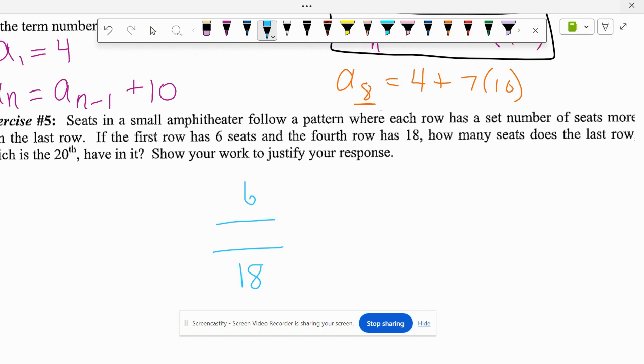Well, think about what we're doing. We take our initial term, this is the first term, and we add some value, I'm going to call it x, to get to the 2nd term, plus some value to get to the 3rd term, plus another value to get to the 4th term. So I could actually write an equation that says 6 plus 3 times that magical number equals 18.